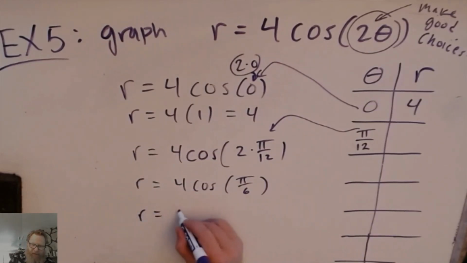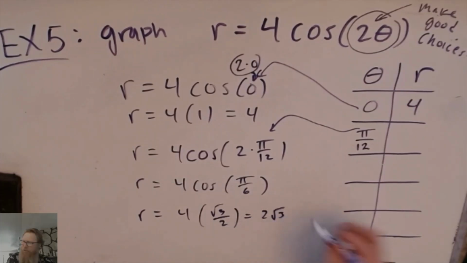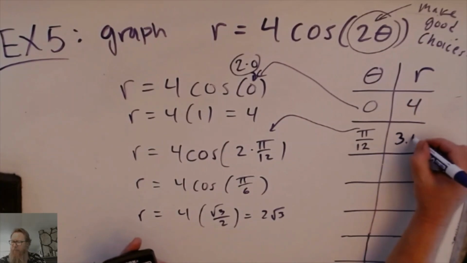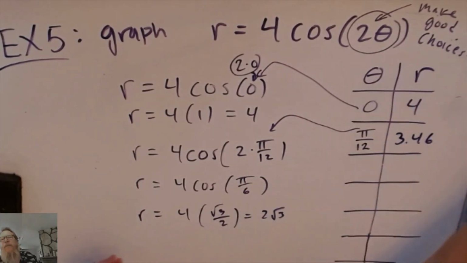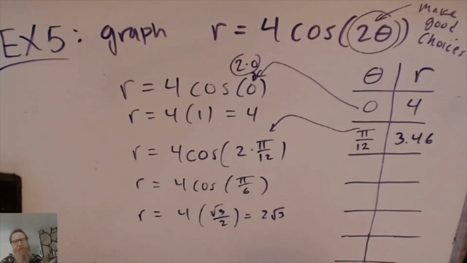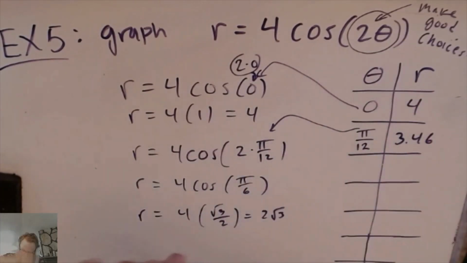So now I've got 4 times cosine pi over 6, which is radical 3 over 2. So I got 2 radical 3. You're going to notice these numbers are going to come up quite a bit. Radical 3 times 2 is 3.46 or 3.5. For all practical purposes, when you're doing it on your mouse, you can just do 3.5. There's an interesting way to graph these on the computer that I'll talk about later. It's almost too easy. You just drag your mouse, and it's going to draw the graph as you go along.